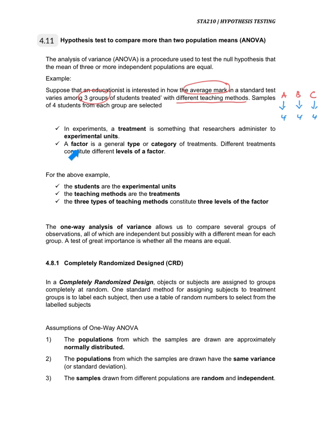Next term we have factor. A factor is a general type or category of treatment. Since our treatment is the teaching method, and we have 3 different teaching methods, A, B and C, the teaching method is the factor which has 3 levels. We have method A, method B and method C. So in summary, the students are the experimental units, the teaching methods are the treatments, and the three types of teaching method constitute the three levels of the factor.